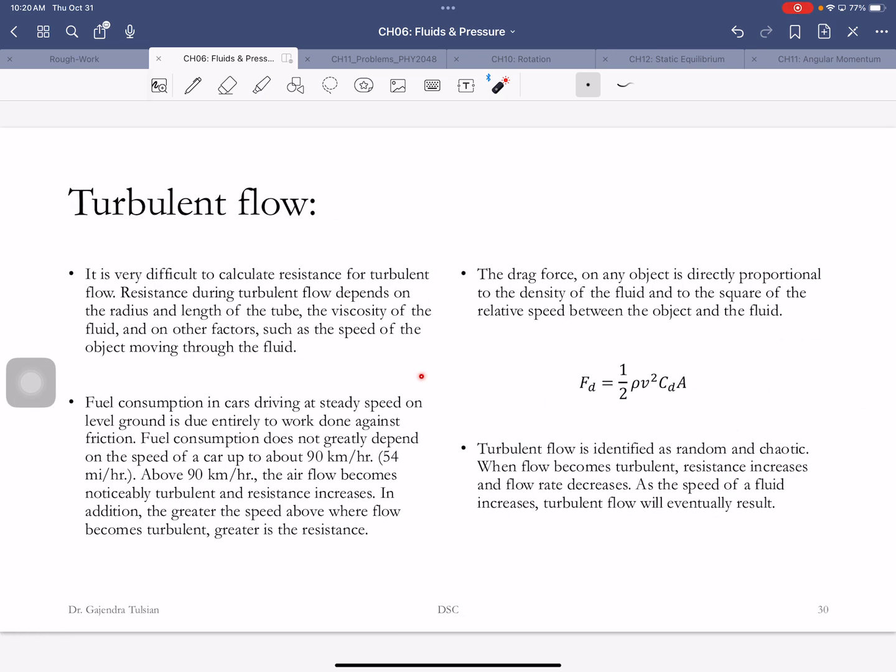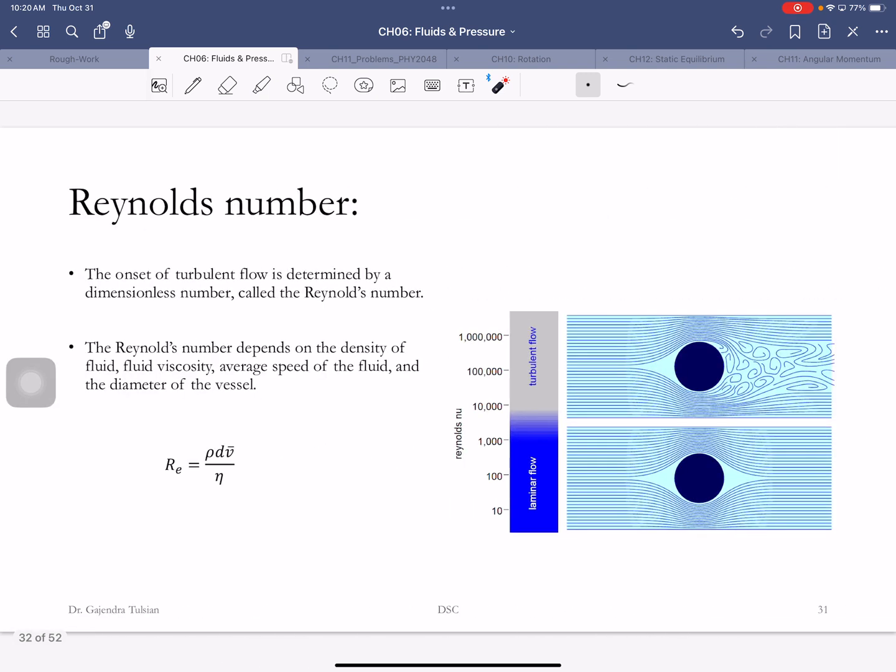I'll let you guys read that. That's not important. So if a fluid is flowing fast, then turbulence will set in. So you want to know when turbulence will set in, to be below that speed.